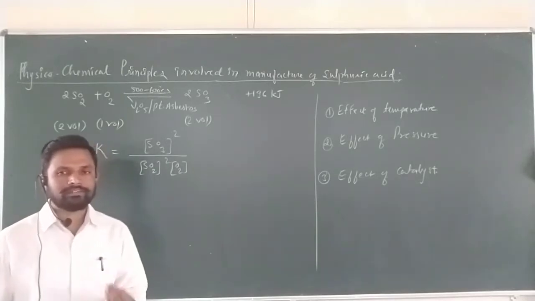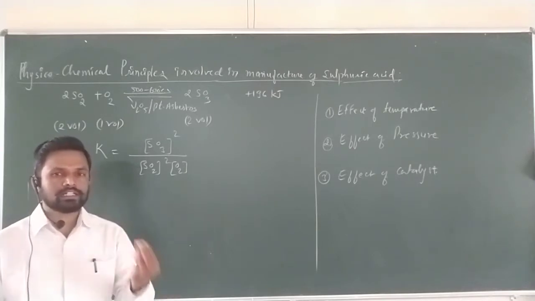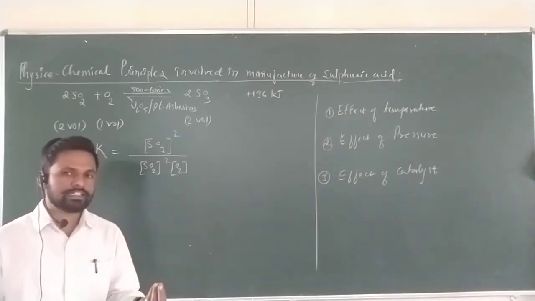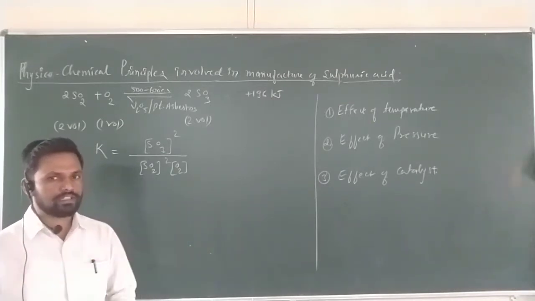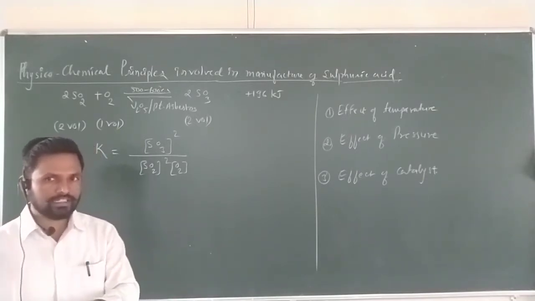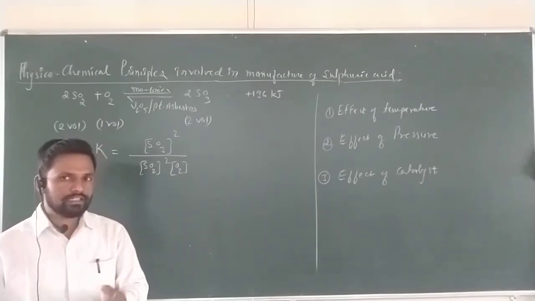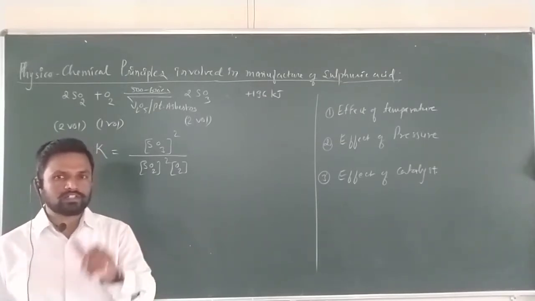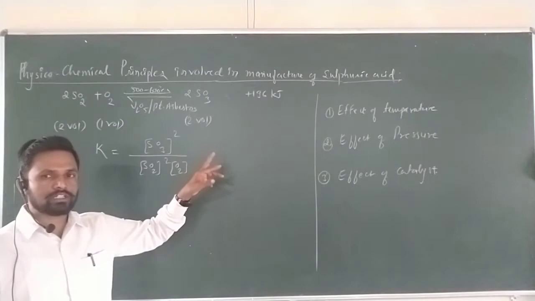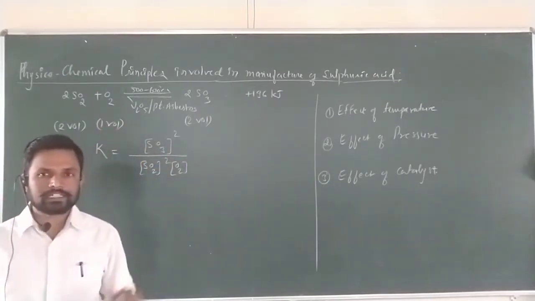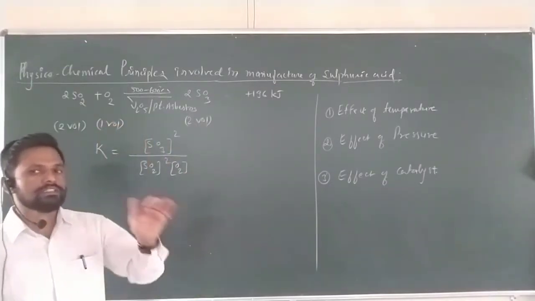As we know, the manufacture of sulfuric acid involves 3 steps. Initially, in step 1, sulfur or any metal sulfides or pyrites containing sulfur are taken and converted into sulfur dioxide, and further sulfur dioxide is converted into sulfur trioxide. At the end, sulfur trioxide is absorbed by water, which forms H2SO4. The second step, sulfur dioxide to sulfur trioxide, is an important and difficult step, which plays an important role in the study of physicochemical principles involved in the manufacture of sulfuric acid.